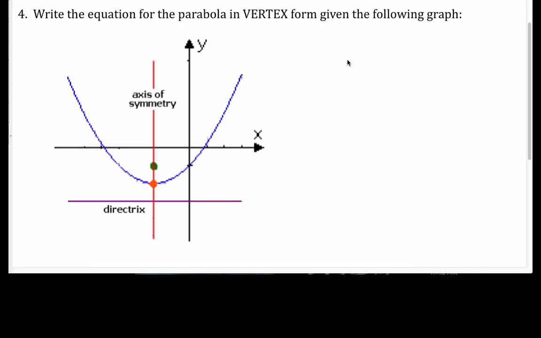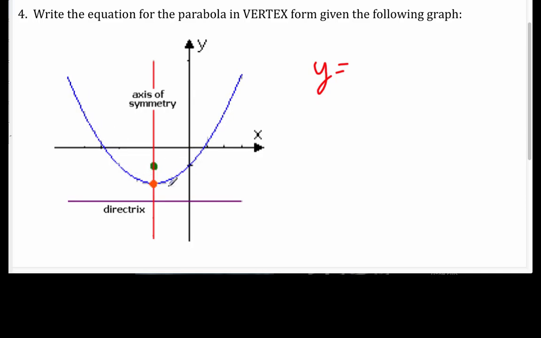All right, so let's take a look at example 4. Here we have to go through and write the equation for the parabola. It's in vertex form, and we're only given this graph right here. So one of the first things I've got to do is figure out what information I have. Knowing that this is an opening upward parabola, I know that this is going to be a y equals. I know that A is positive because it opens upward.